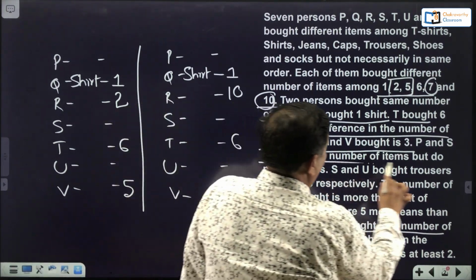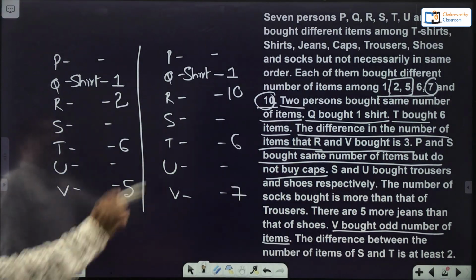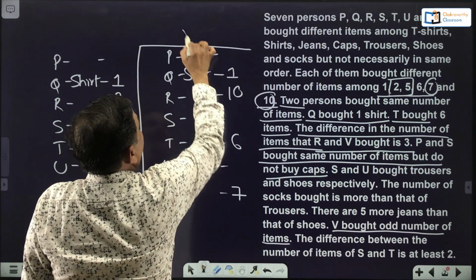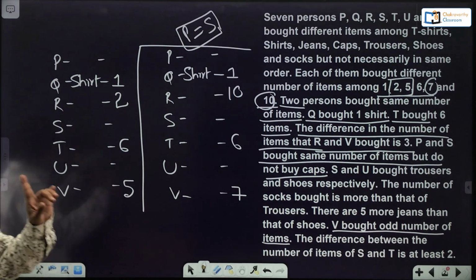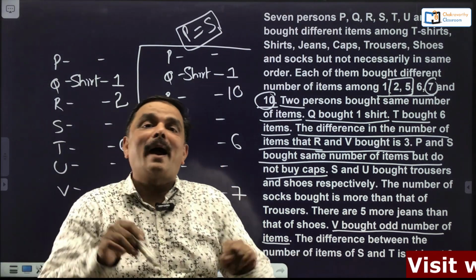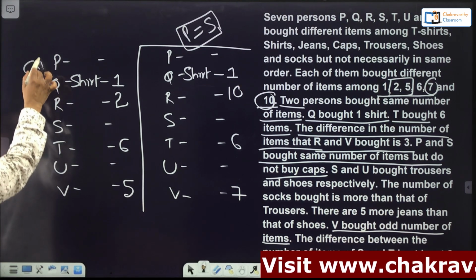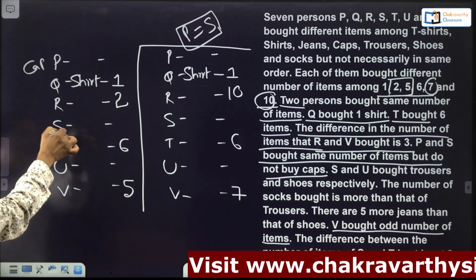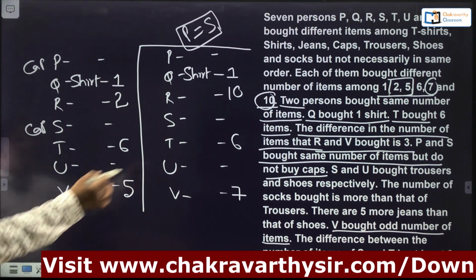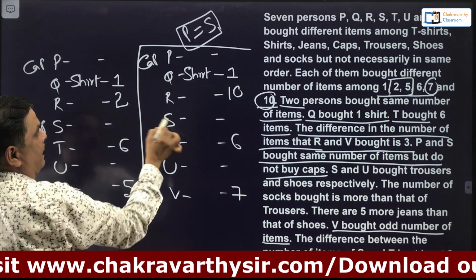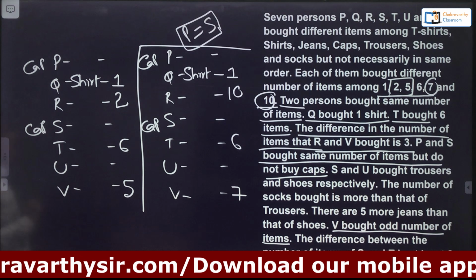P and S bought same number of items but do not buy caps. Now another information, rough work I do here. P and S bought same number of items. Number of items should be same, but that is not caps. So negative information for P and S. P has not bought cap. On the left side I am writing, and who is the other one? S. S has not bought cap. Similarly here also for P it is not cap, for S also it is not cap. For better sake we will write on the left side.